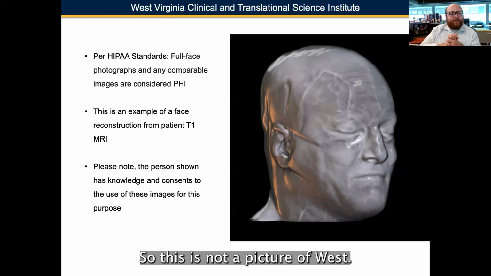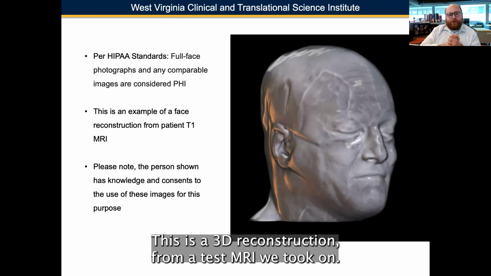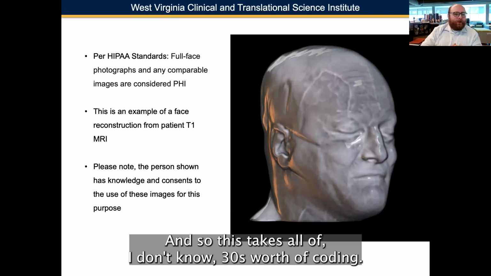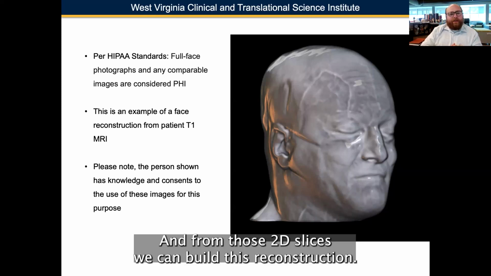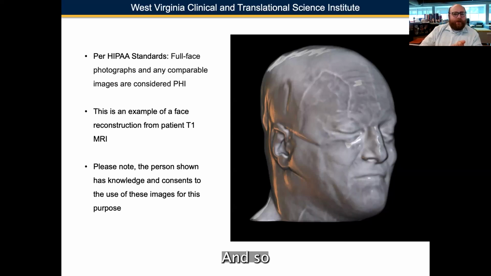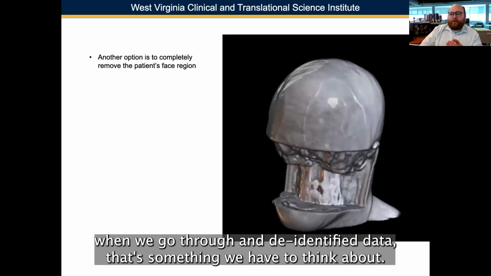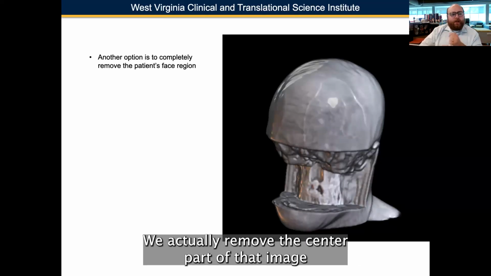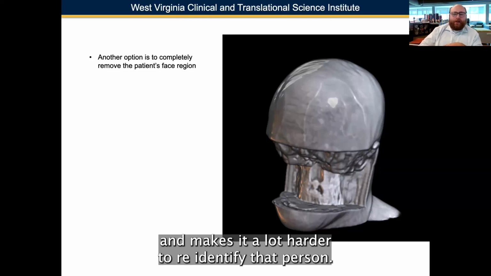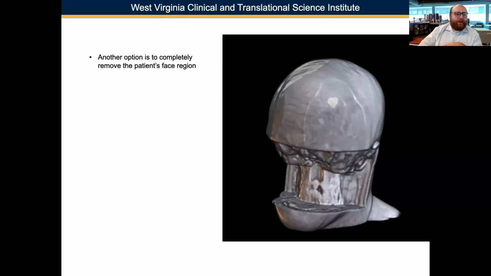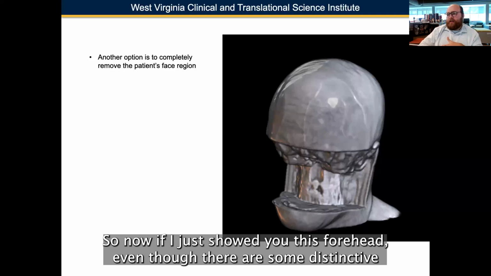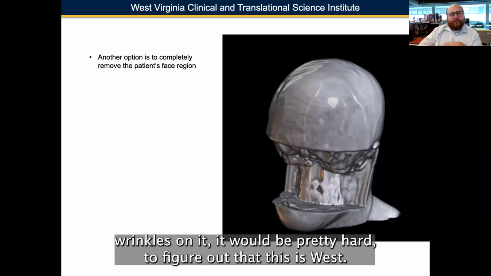So this is not a picture of Wes. This is a 3D reconstruction from a test MRI we took. And this takes all of, I don't know, 30 seconds worth of coding. And from those 2D slices, we can build this reconstruction. And so when we go through and de-identify data, that's something we have to think about. We actually remove the center part of that image and it makes it a lot harder to re-identify that person. So now if I just showed you this forehead, even though there are some distinctive wrinkles on it, it'd be pretty hard to figure out that this is Wes.